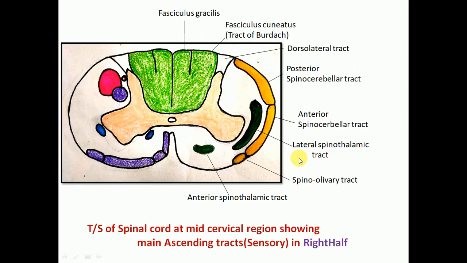Next, within the right half, are the ascending or sensory tracts. These are the anterior and lateral spinothalamic tracts, anterior and posterior spinocerebellar tracts, spino-olivary tract, then the dorsolateral tract, and also the tracts of the posterior white column, that is the fasciculus gracilis and fasciculus cuneatus.